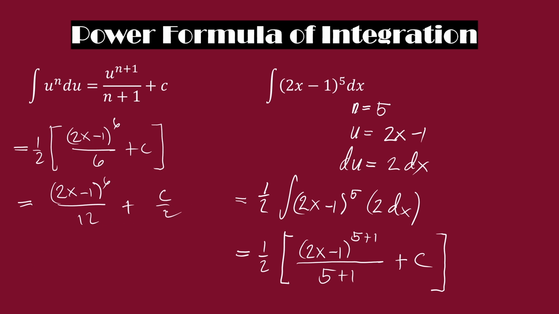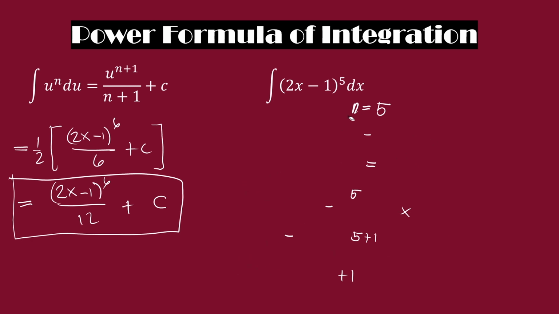But c over 2 is still a constant, right? C over 2 is still a constant. So instead of putting c over 2 there, we'll just put c here. Okay, so this is our final answer. Okay, let's check. Let's try to check if that is indeed the correct answer. Let me erase this one first.